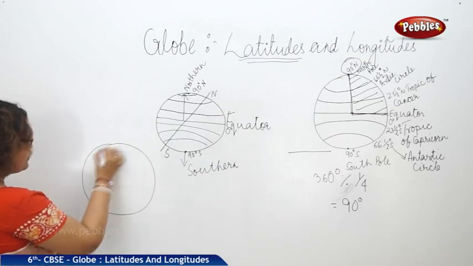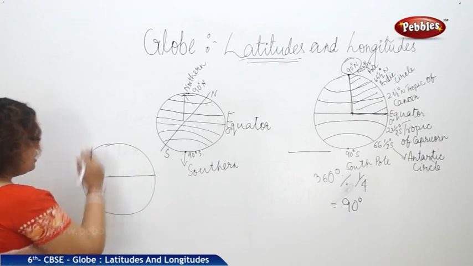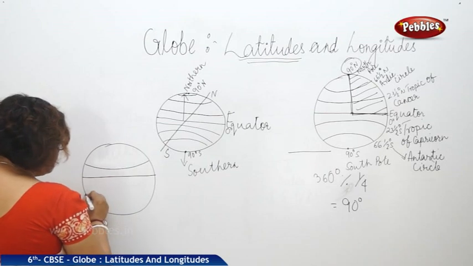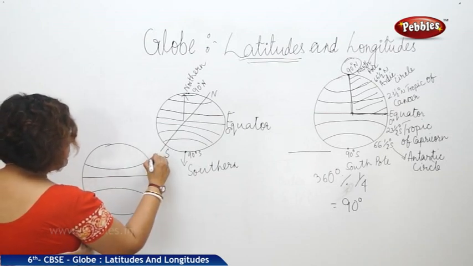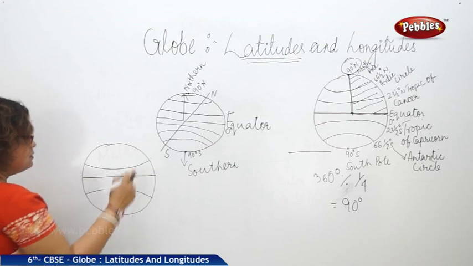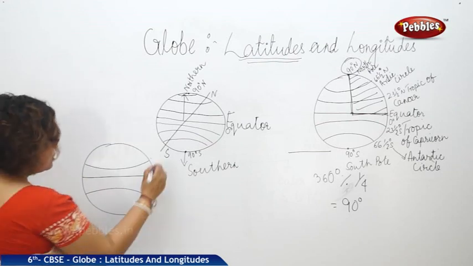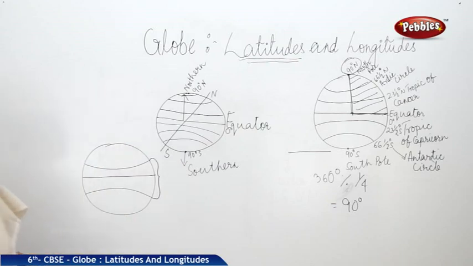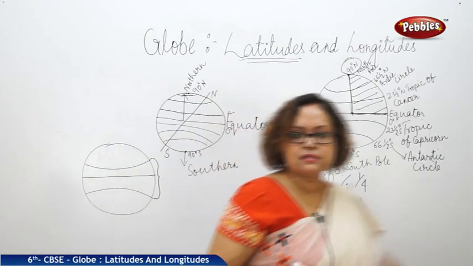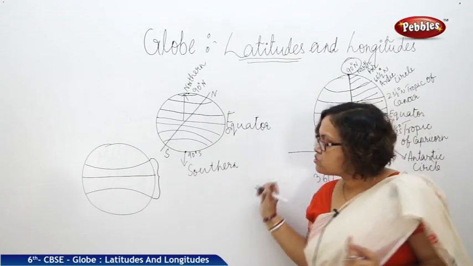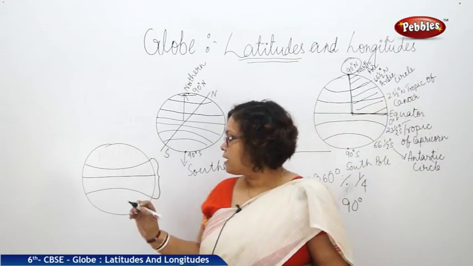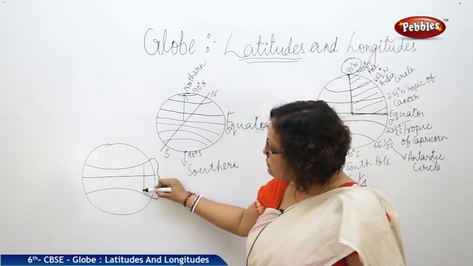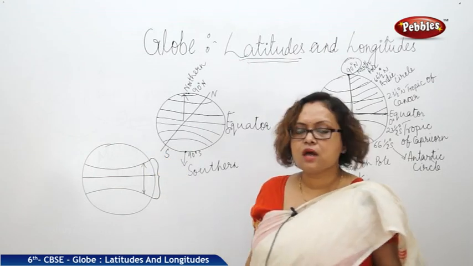This is the earth. We know this is the equator, dividing the earth into two parts. We know this is Arctic, this is Tropic of Cancer, and this is Tropic of Capricorn. This zone is getting maximum heat from the sun. You may ask me the reason why. Because the sun rays are always direct on the equator, so this region is getting maximum heat from the sun.